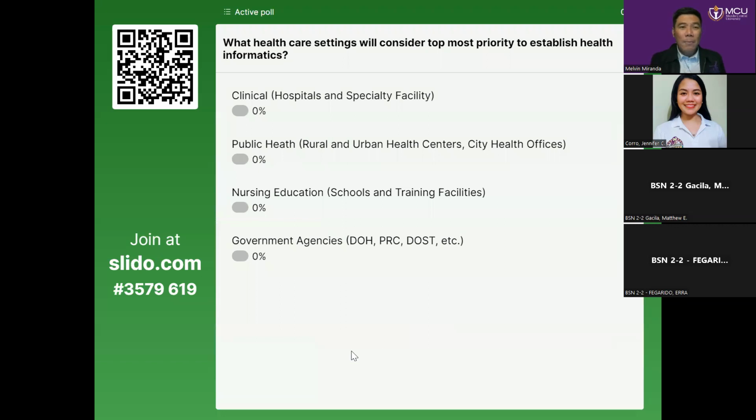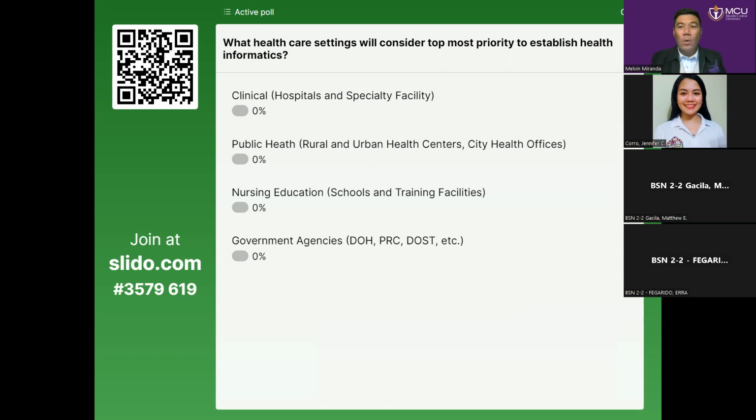Now, let's have our interactive session. Since we have already discussed the basic foundations and principles of informatics or health informatics, there are no wrong answers in our activity for today. You may now access slido.com, 357-9619. The question is, what healthcare settings will you consider topmost priority to establish health informatics? And later on, we'll explore your responses and you may share your insights on why you have responded to these choices.